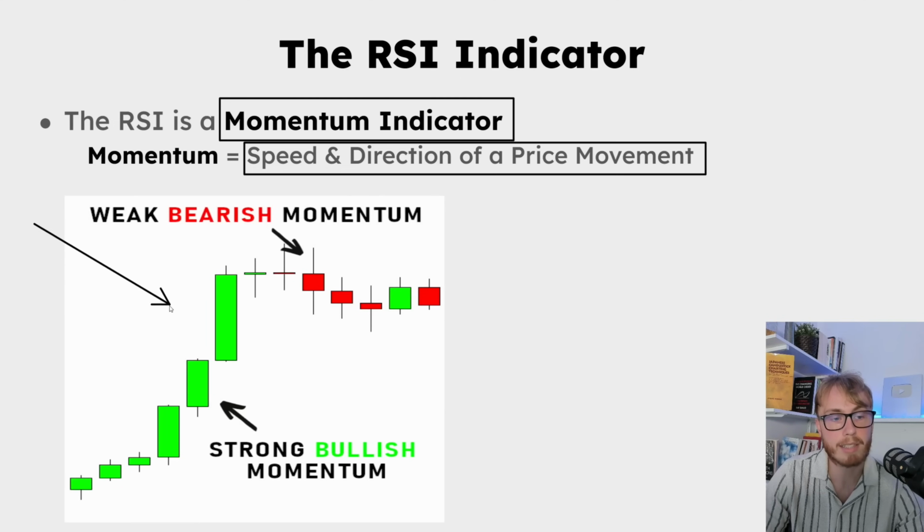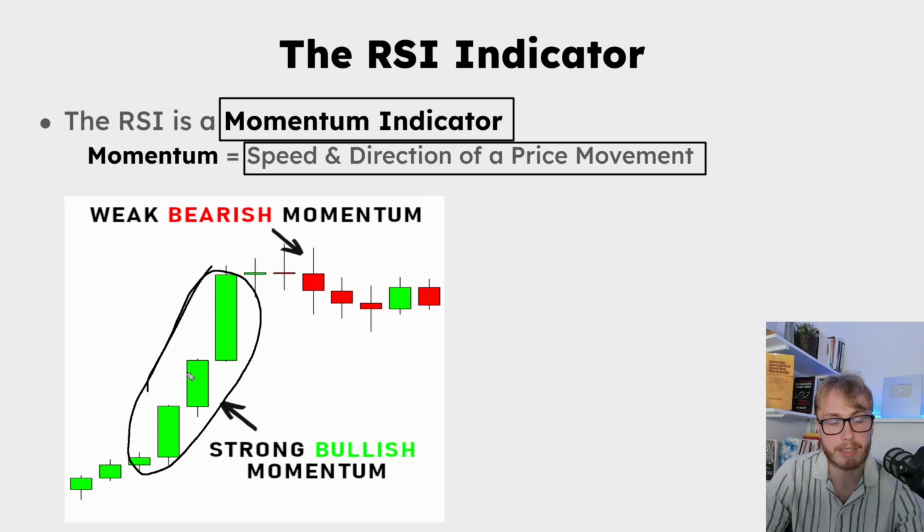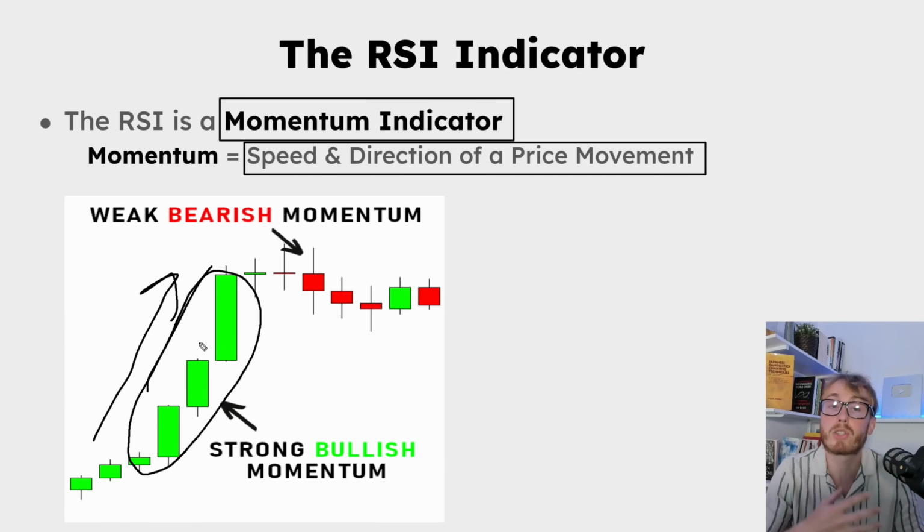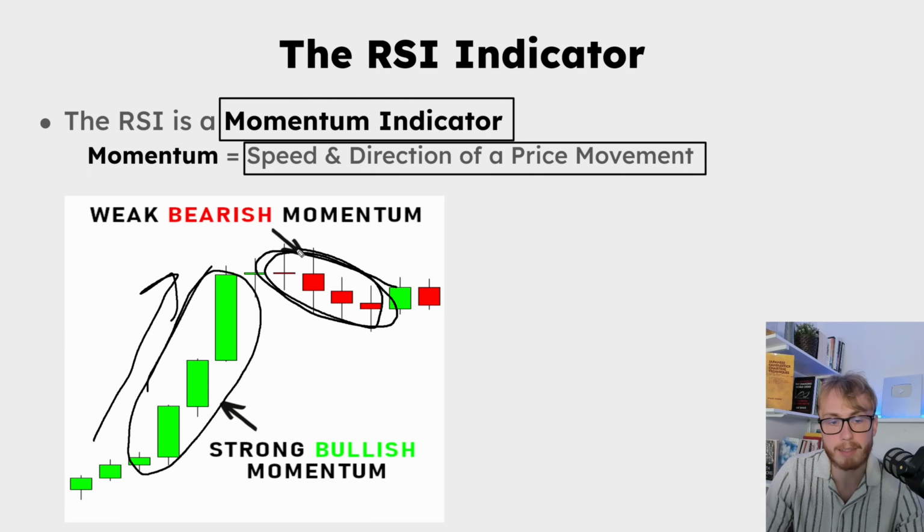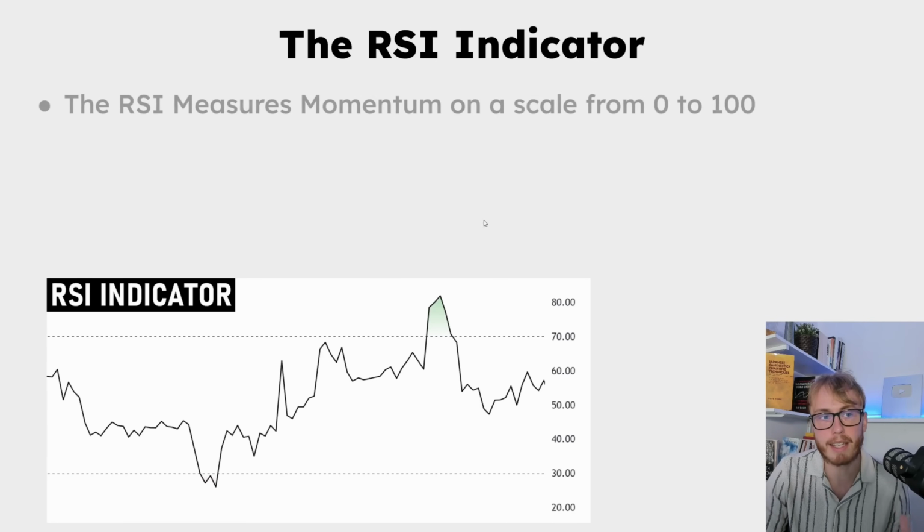So, right here is an example of different kinds of momentum. When we see sharp and fast movements like we see right here, we call this strong momentum. And since the price is going up, we call this strong bullish momentum. And when we see slow and flat price movements, like for example right here, we call this weak momentum. And in this particular case, we call it weak bearish momentum because the price is going down. But how does the RSI indicator work?